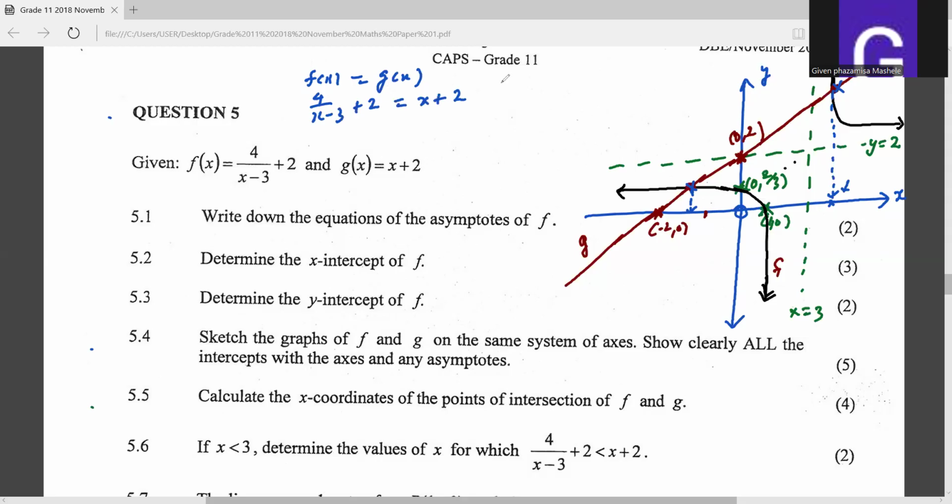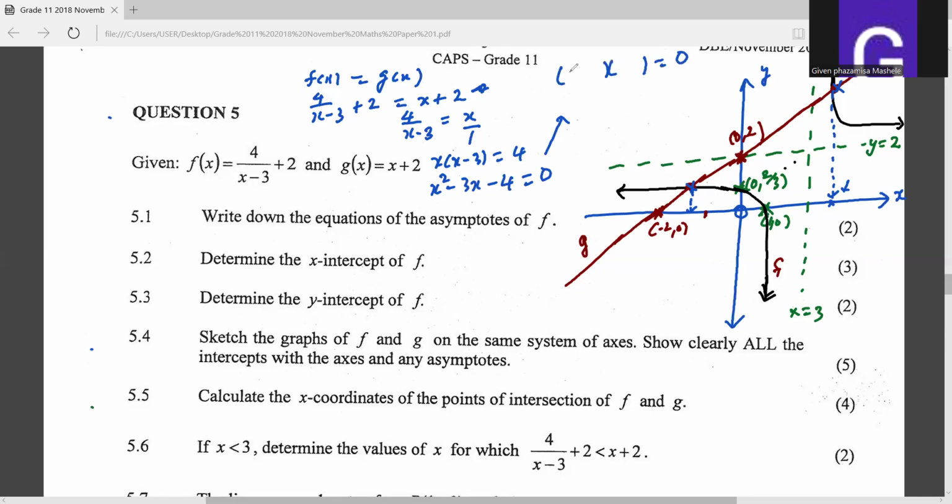Let's transpose 2 to the left-hand side. So this will be 4 over x minus 3 equals x plus 2 minus 2. This will be x over 1. Then we cross multiply. So we'll have x times x minus 3 equals 4. Let's remove brackets: x squared minus 3x. We transpose 4 to the left-hand side, minus 4 equals 0. Then we factorize.